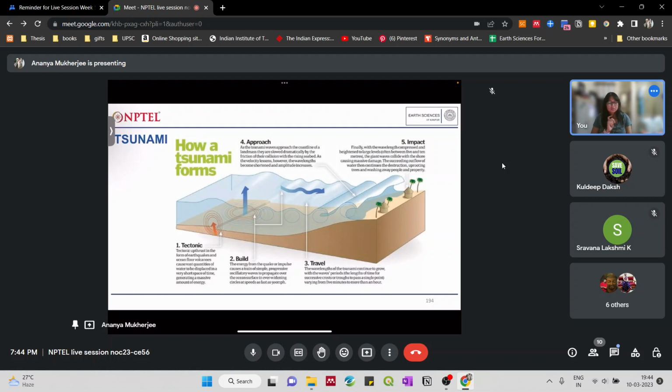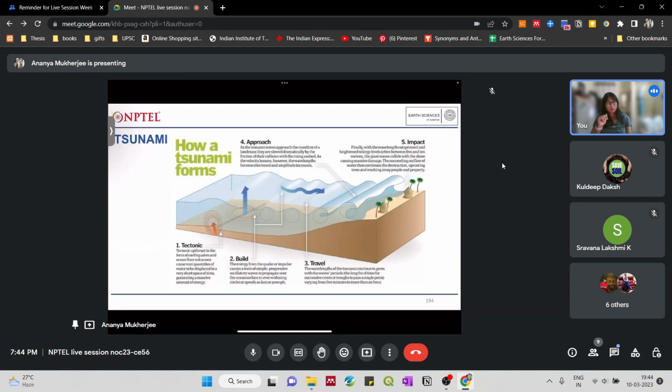Usually the wavelengths of the tsunami waves continue to grow. Then when it approaches the shore, since the depth between the water surface and the bottom of the sea decreases, the amplitude of the waves starts increasing.